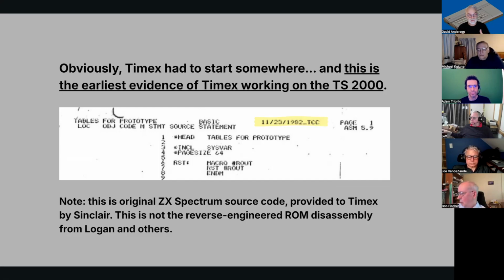Ian Logan and another person, whose name I don't remember, spent a lot of time disassembling the ROM and then wrote a book about the ZX Spectrum ROM disassembly. But Nine Tiles, the people who wrote the ZX Spectrum ROM, never released the source code. So, for Spectrum folks, it's a pretty big deal that this is available.